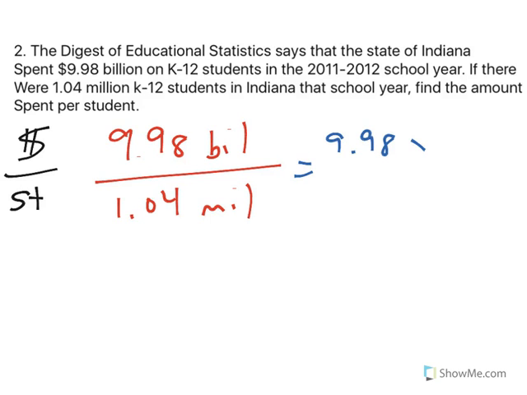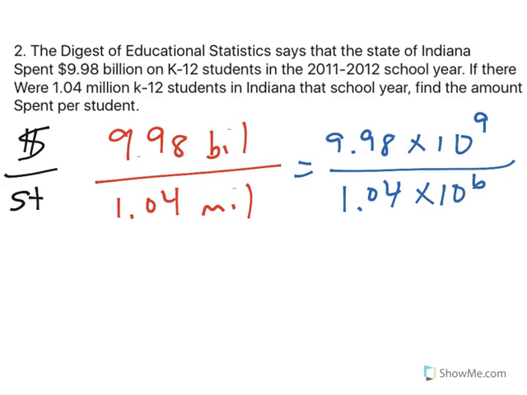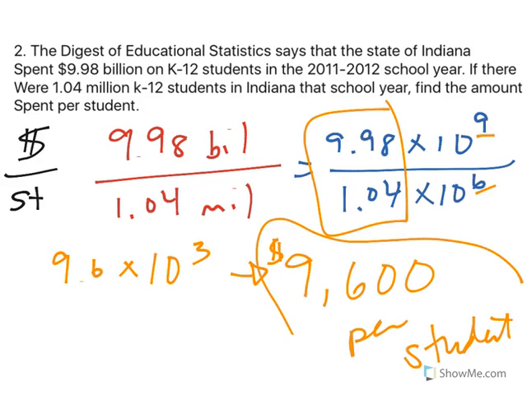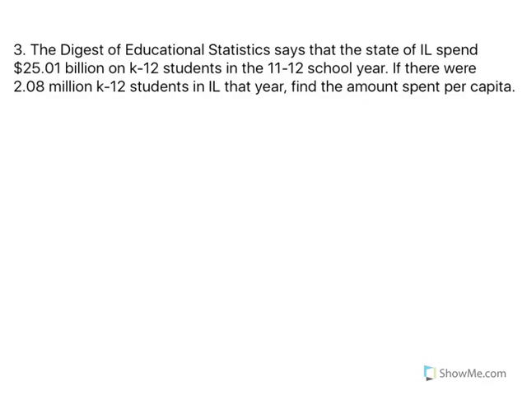So 9.98 billion means times 10 to the 9th. 1.04 million is 10 to the 6th. So when I divide, I get 9.6 times 10 to the 9 minus 6 is 3. We're talking about money, so we change this to standard form, and that means the state of Indiana spent $9,600 per student. And you might be thinking, well, how does that compare with people around us? Well, let's look at number 3, the state of Illinois, where they spent $25.01 billion for their 2.08 million students. How much did they spend per capita?